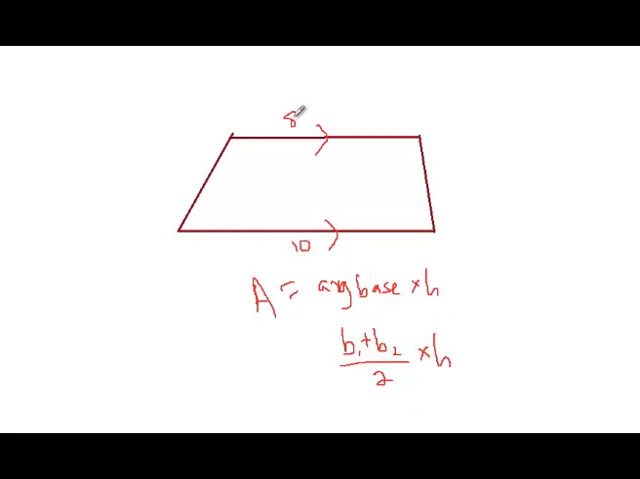If this is 10 and this is 8, and the height we'll call 4, we have to figure out the height. It's not necessarily the length of these sides over here. These are curved. But if you figure out that it's 4, well then the average base is 9, because 10 plus 8 is 18, and so the average base is 9. 9 times 4 is 36. So this example would be 36.